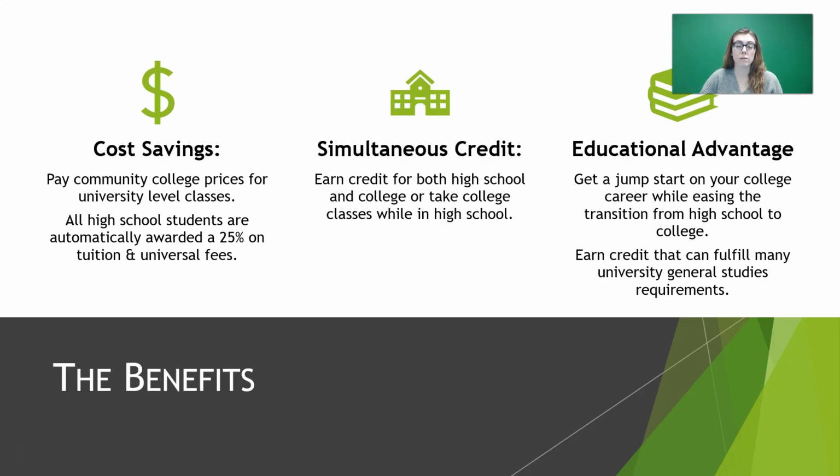All right, so to continue, just to review some of the benefits. So cost savings, as we talked about, the 25% discount to all high school students, that's awesome. Students are going to pay that community college price, which is definitely lower than what a university level course could cost. University level courses are around $400 per credit hour. And then students could also get that dual credit, so both high school and college credit while they're in high school. So that's an opportunity for students.